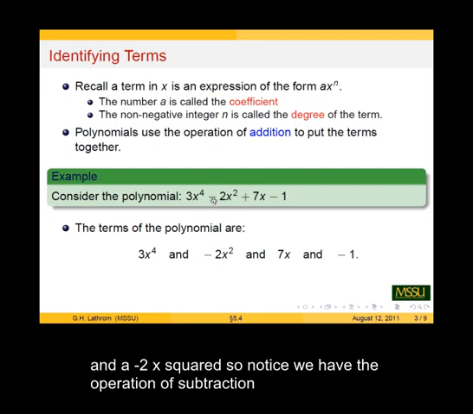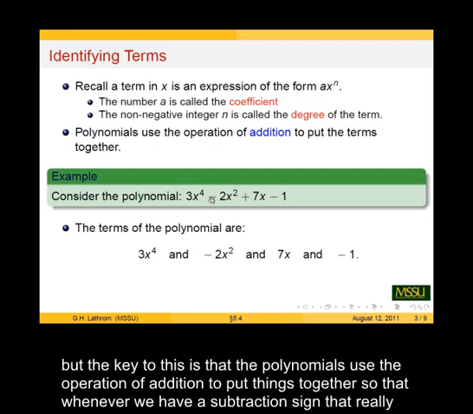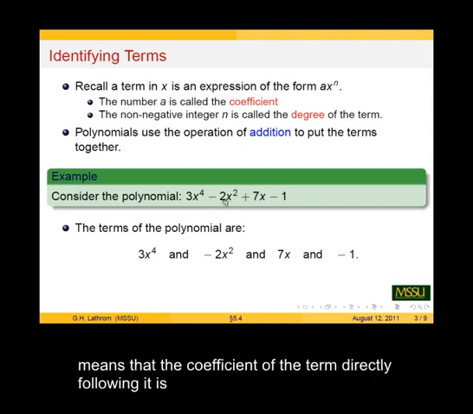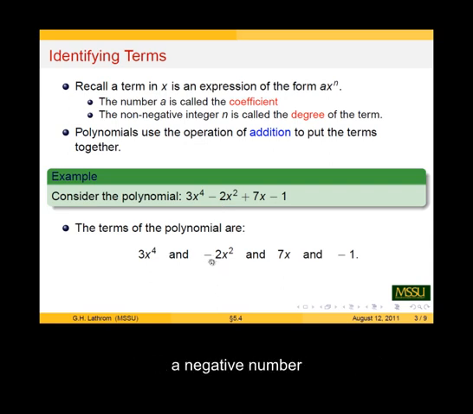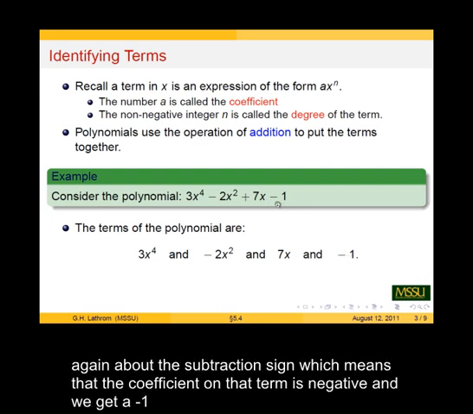Notice that we've got the operation of subtraction, but the key is that polynomials use the operation of addition to put things together, so whenever we have a subtraction sign, that really means the coefficient of the term directly following it is a negative number. So we've got a term of negative 2x squared. We've got a term of 7x, and we've got a term of negative 1. Again, the subtraction sign means the coefficient on that term is negative, so we've got a negative 1 for the term.